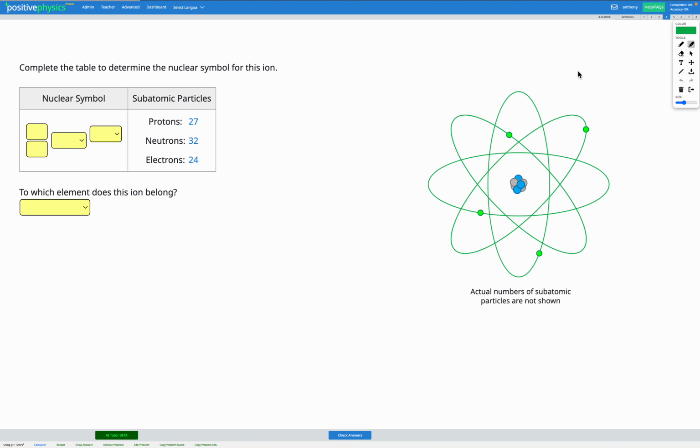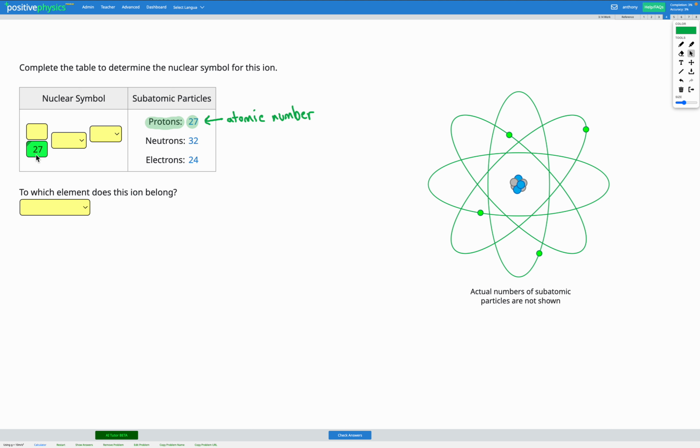In this skill, we're asked to complete the table to determine the nuclear symbol for this ion. We're given the number of subatomic particles. So we're going to start by using the number of protons. The number of protons tells us our atomic number. Since the number of protons is 27, that means our atomic number is also 27.